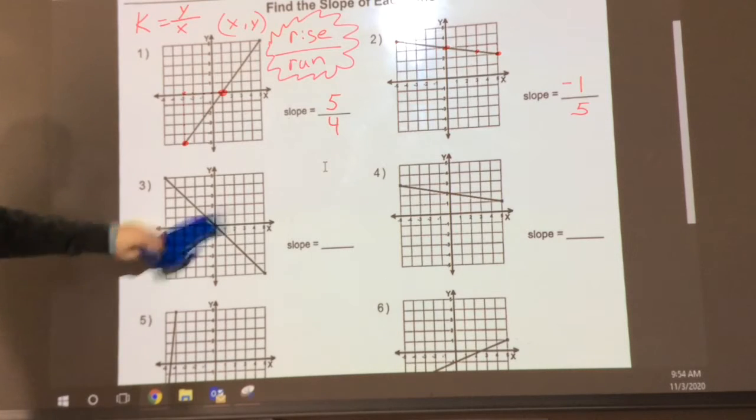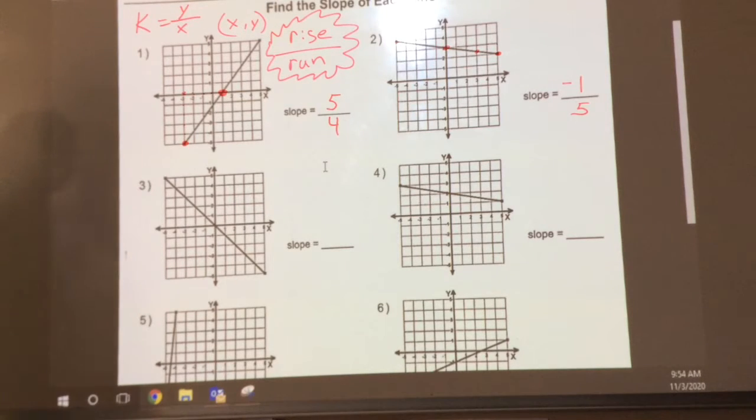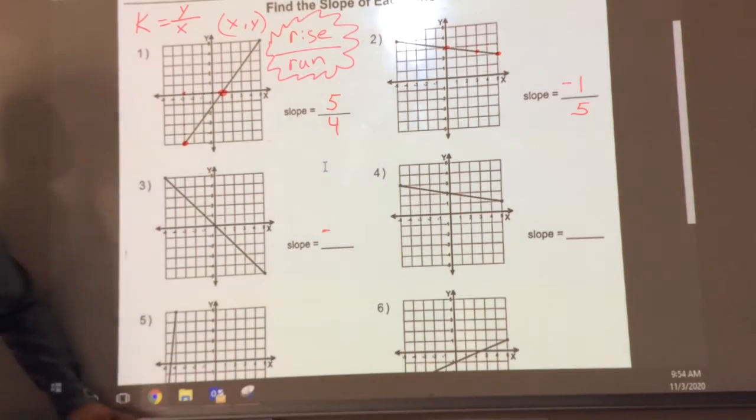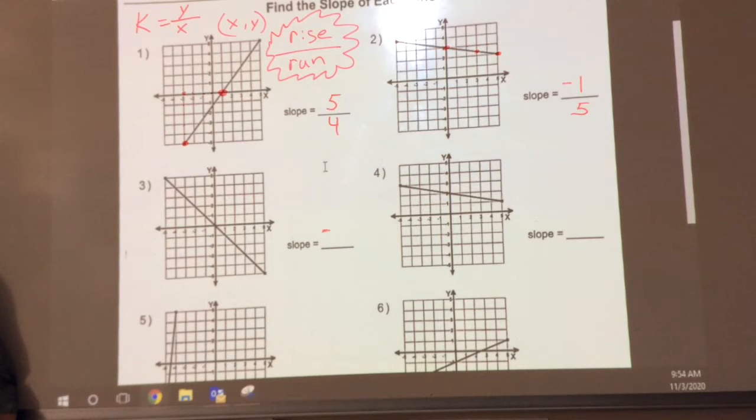All right, let's drop down to this one, number 3. Anybody, what do you guys notice about this one? It's proportional because it goes through the origin. Great, what else? It goes down, and if it goes down, what does that mean, Jackson? Yeah, it's negative. Good. What do we notice about the points where it's intersecting? There's a lot of ones that we can choose from, right?